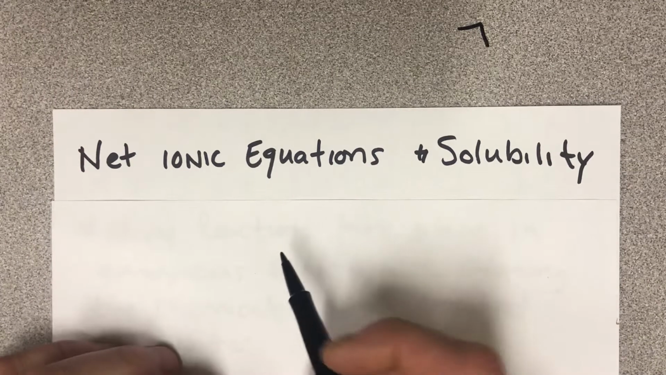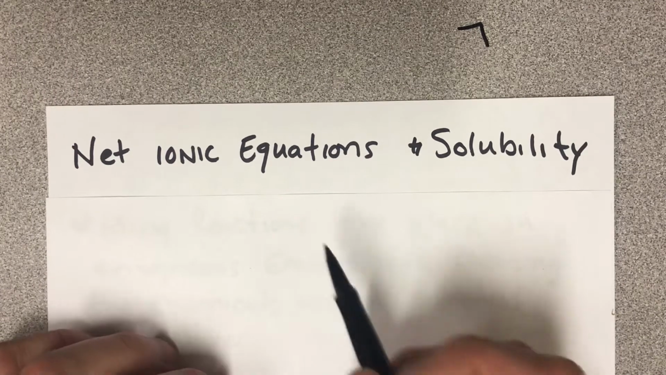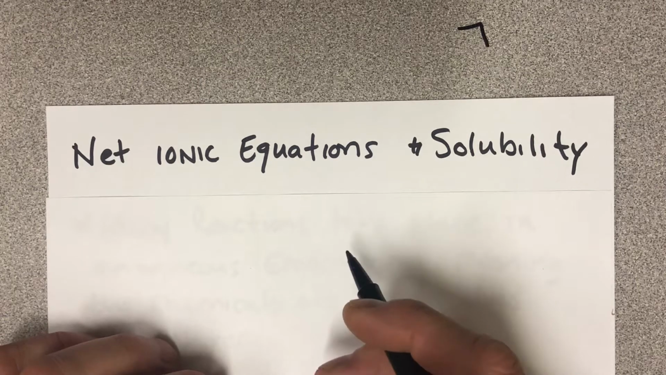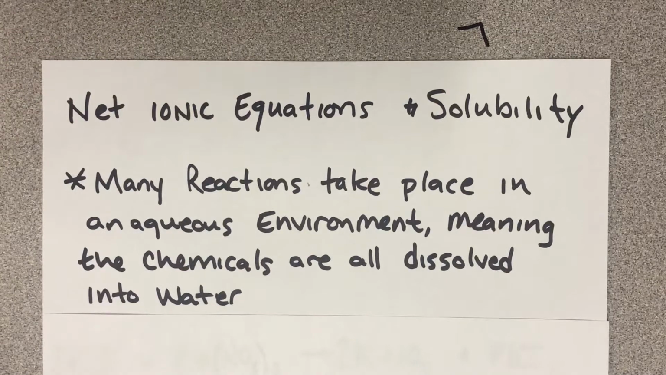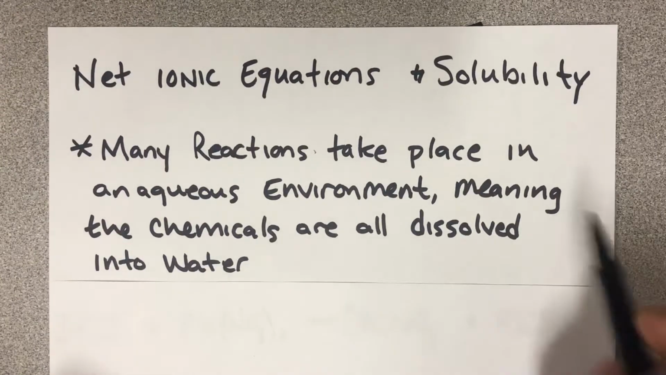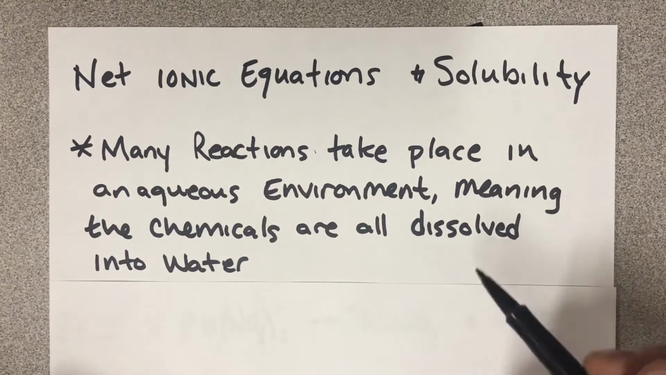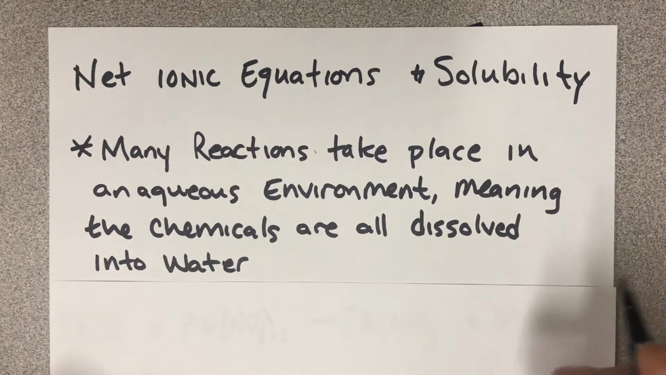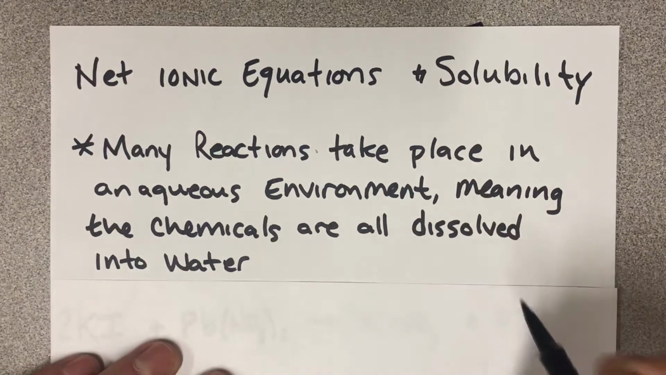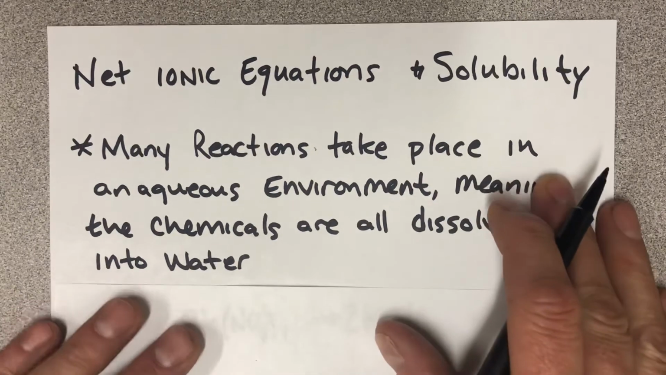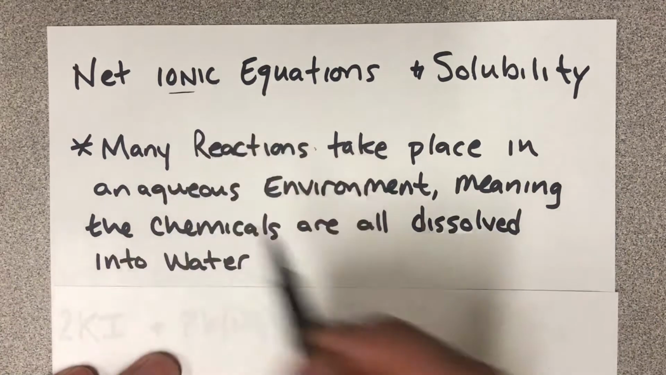All right, everybody, here's a video about net ionic equations and solubility. All right, let's get started. Most of the reactions that we see between chemicals take place in an aqueous environment. That means that the chemicals are all dissolved into water. And we're talking about ionic compounds here that go through these net ionic equations.